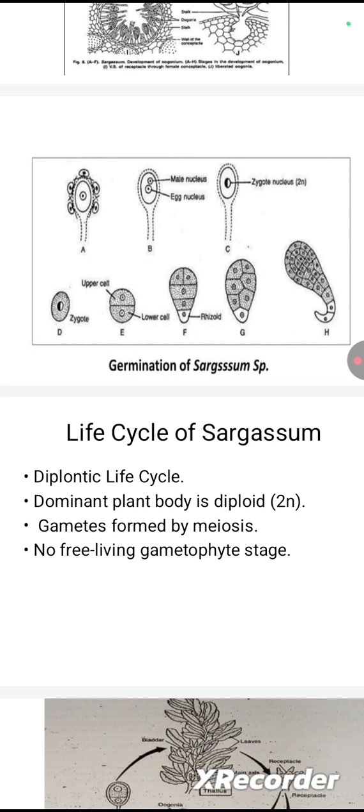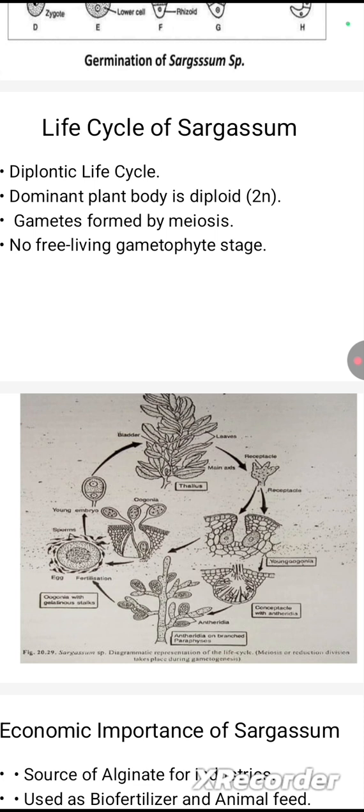Sargassum exhibits a diplontic life cycle where the main plant body is diploid. The haploid stage is restricted only to gametes. There is no free-living gametophyte stage. This picture shows a clear diagrammatic representation of its life cycle. In the first structure, the thallus is present and it produces the male and female sex organs, which are in conceptacles arising from the receptacles. After that comes the fusion of gametes, followed by the zygote, and then followed by a thallus.